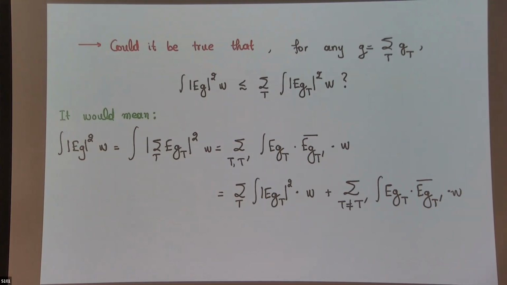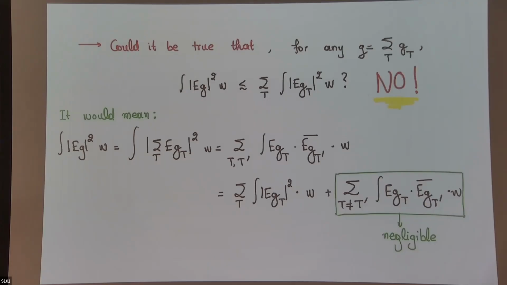And if the above inequality was correct, it would mean that it's the diagonal terms that are important and the off-diagonal terms are negligible. And this is something that in many occasions happens in harmonic analysis, but here it fails dramatically. So the non-diagonal term could be even R^2 times bigger than the diagonal term. And there are very easy examples that show this.